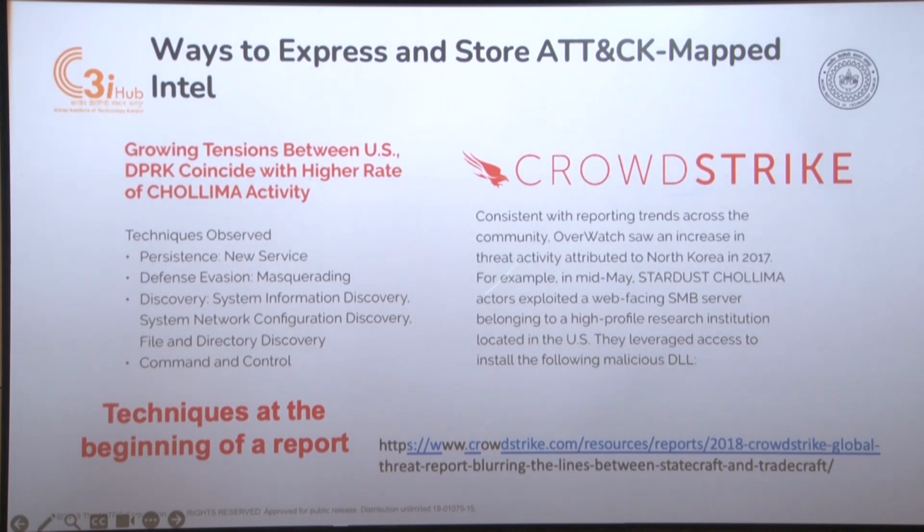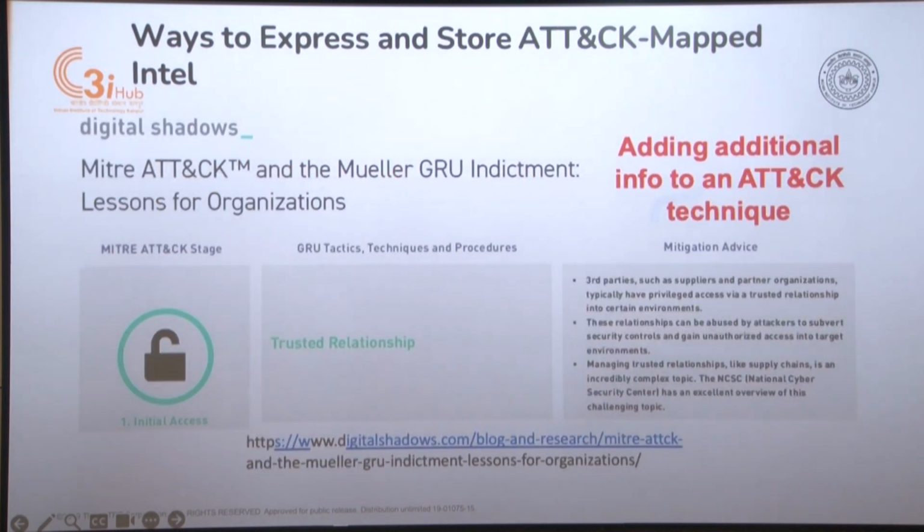CrowdStrike adds a technique list, like techniques observed, at the beginning of their report, which one can see to understand the whole attack flow. There is one more security firm, Digital Shadows, who give the tactics and their TTPs, like trusted relationship, along with mitigation advice, which an organization can leverage to apply mitigation methods.